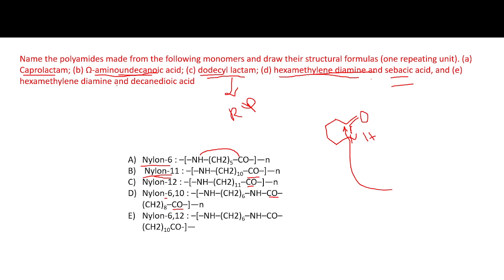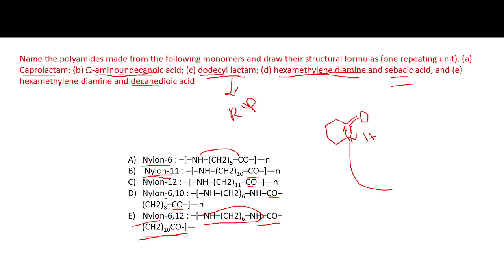Similarly, hexamethylene diamine and decanedioic acid, which has 12 units of carbon. So the diamine part will be 6, and from the acid this will be (CH2)10 with two sides COOH. So this is nylon 6,12.